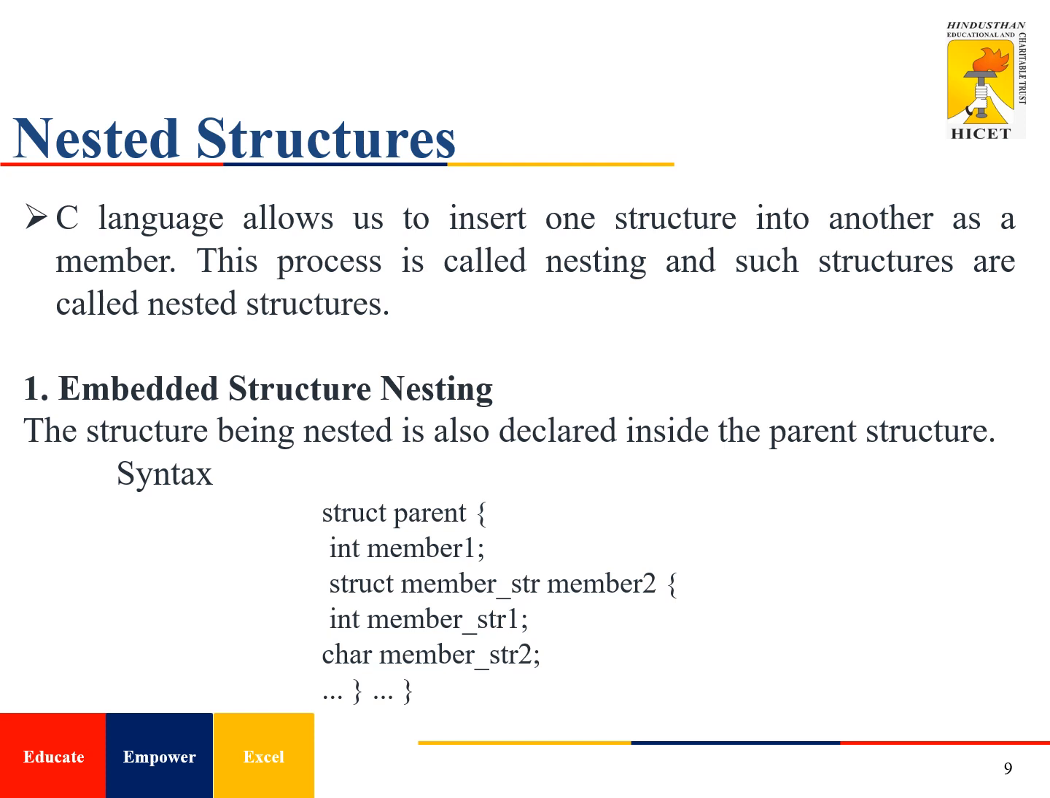We have two types of nesting. The first one is embedded structure nesting, where the structure being nested is also declared inside the parent structure. The first structure is called the parent structure, and the structure you are going to insert into the parent structure is called the child structure. So here I have the syntax struct, my structure name is parent, and I have only one member, that is member 1, and my parent structure is defined.